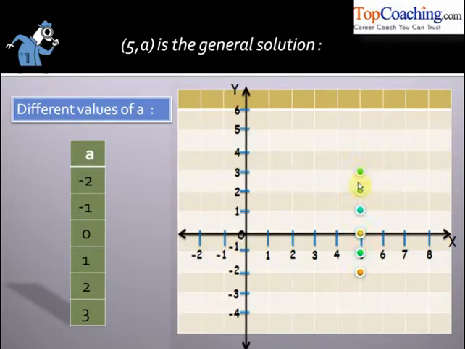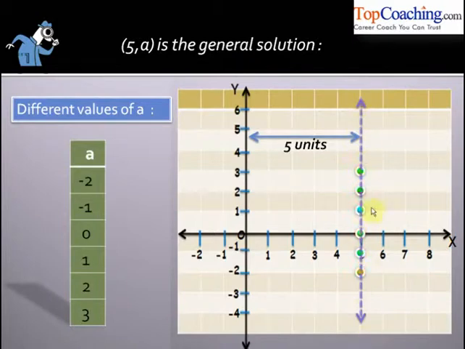Thus we see that these are the points which we get if we take different values of a from minus 2 to 3. Now if we draw a line passing through all these points, then we see that this line is at a distance of 5 units from the y-axis and is parallel to the y-axis. So the equation x equal to 5 represents this line.